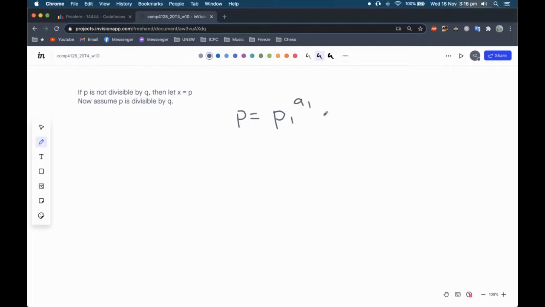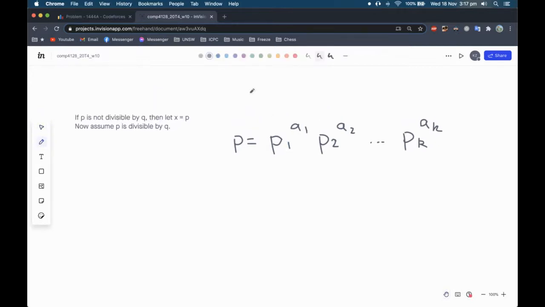So for example, let's write P as the product of primes to some sort of power. Each of these P1 to Pk are going to be primes, and A1 is going to be some sort of power, right? For example, 21 equals 3 times 7, a very simple example here, and these powers are all 1.